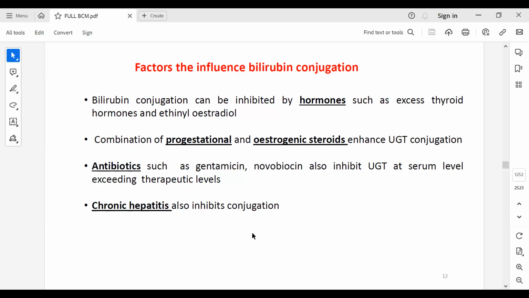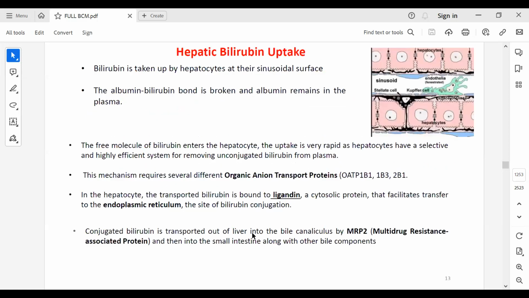Combination of these contraceptives again can do that. Combination of the progesterone and the estrogen steroids can enhance UGT conjugation. Antibiotics such as gentamicin, novobiocin also inhibit UGT at serum level exceeding therapeutic levels. Chronic hepatitis also inhibits conjugation. So in these cases, you might have jaundice forming.